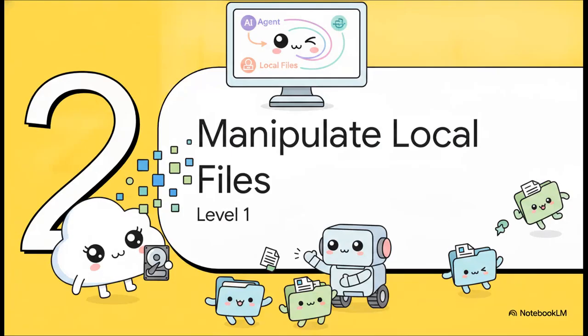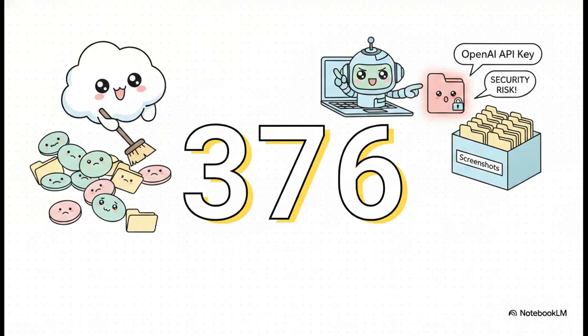Moving to section 2, manipulating local files. Welcome to level 1. Let's look at a real-world example from our source data. Imagine pointing this local agent at a super messy desktop folder. In this specific case, the agent scanned exactly 376 messy desktop files. But here's the kicker. It didn't just blindly sort them by date, it read the context. It intelligently spotted an exposed OpenAI API text file just sitting there loosely, flagged it as a security risk, and recommended safely deleting it. It then autonomously moved scattered screenshots into a dedicated folder. You're watching the AI physically clean your digital room.